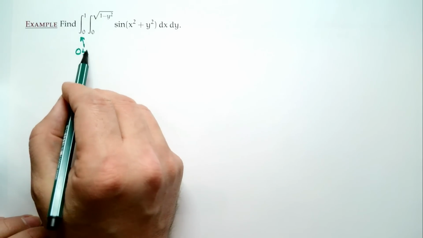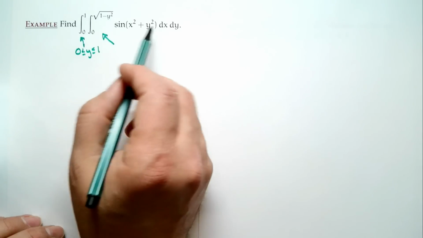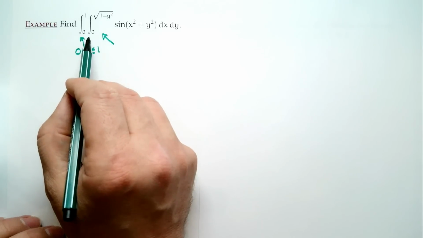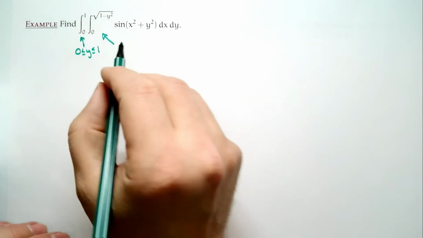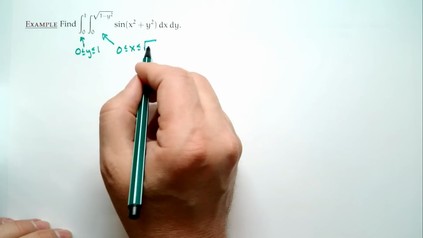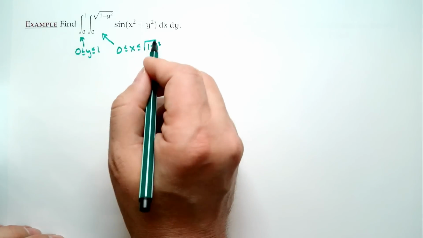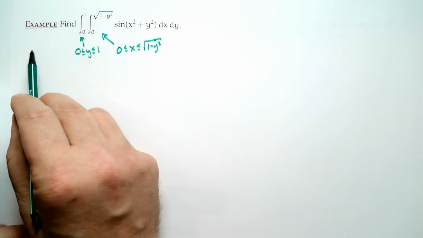Now, inner bounds. These are x bounds. So remember, this is not just 0. It's x equals 0. And it's not just the square root of 1 minus y squared. It's x equals the square root of 1 minus y squared. So 0 is less than or equal to x, which is less than or equal to the square root of 1 minus y squared. All right. So our region.